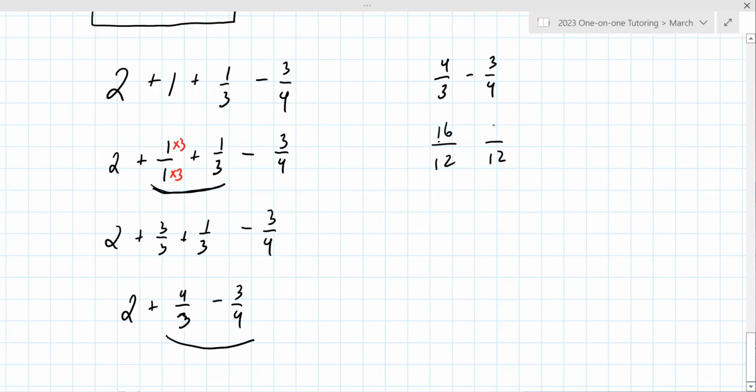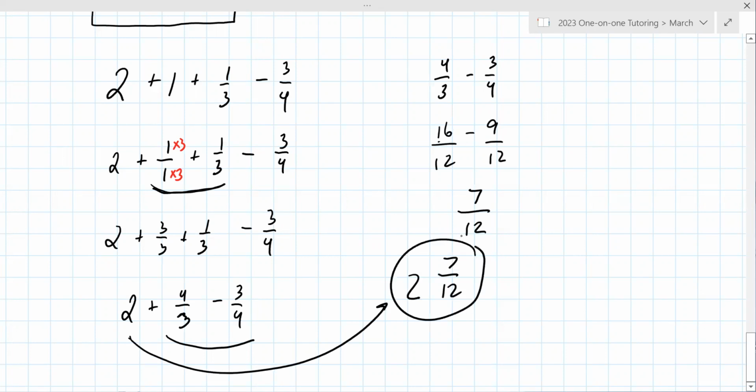Well, this is 16 and this is 9. So that becomes 7 over 12. So you bring the 2 over, you bring the 7 over 12 down. That's your final answer.